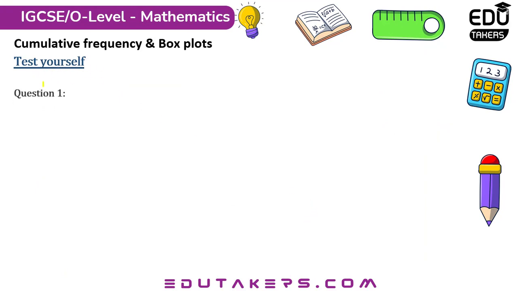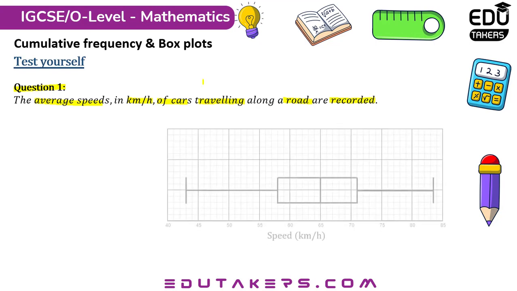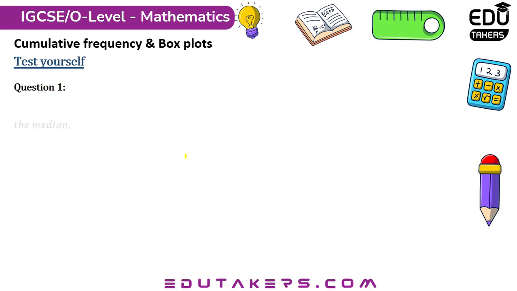Test yourself. Question number 1. The average speeds in km per hour of cars traveling along a road are recorded. The lowest speed is recorded. It's a 1 mark question. The median, it's a 1 mark question. The interquartile range is of 1 mark.